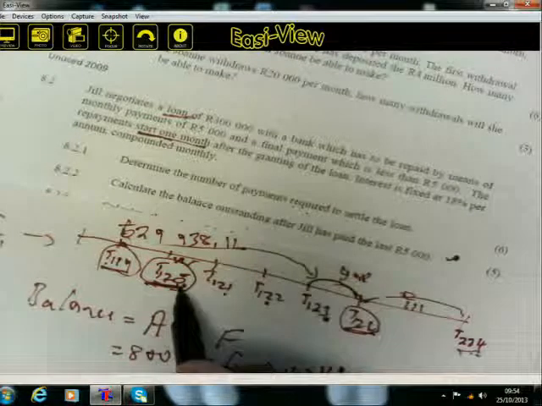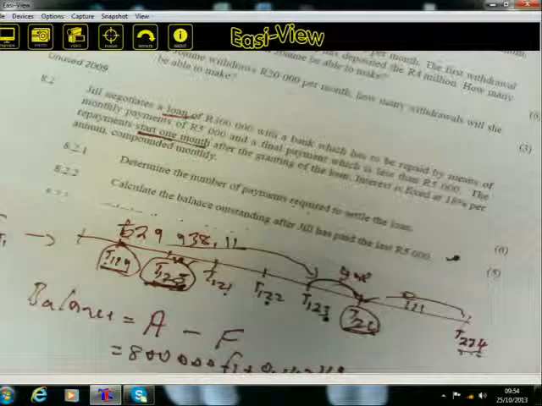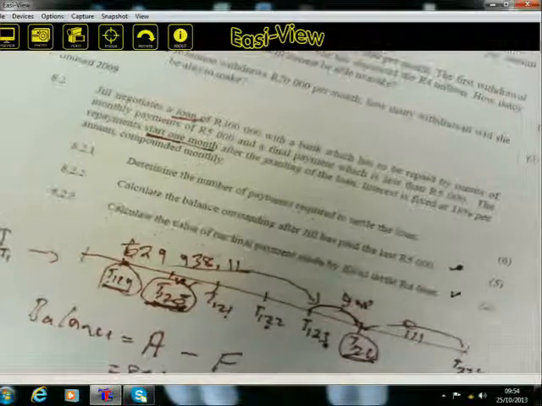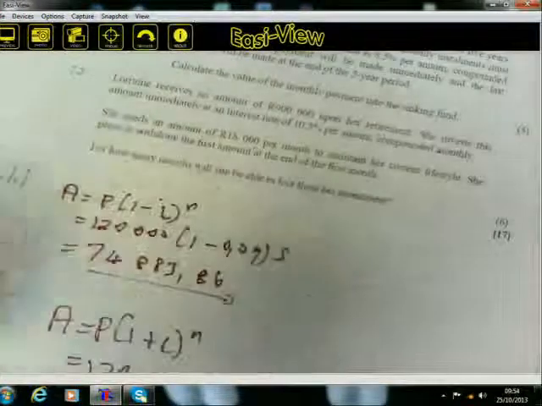But he didn't make that payment. The last payment that he made was at T1, 119. I think you are happy with the answer. Thank you very much.